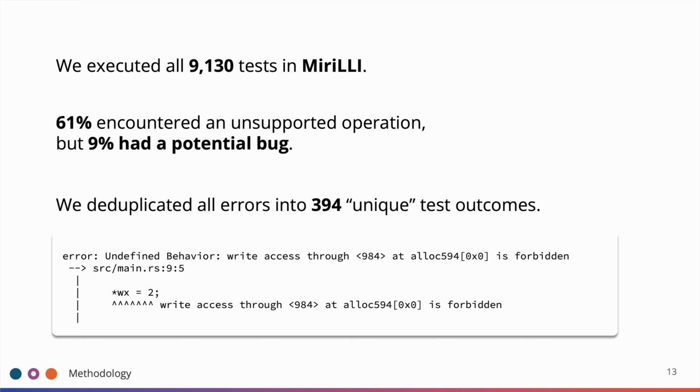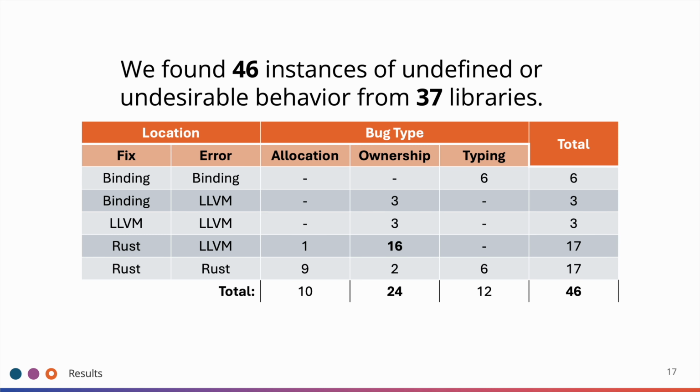And our method was really successful. We found 46 different instances of undefined or undesirable behavior from 37 different Rust libraries. At the moment, 28 of these bugs have been confirmed and fixed. Though the majority came from libraries that had less than 100 daily downloads during our observation period, we found 3 with more than 10,000 daily downloads, including one from a library maintained by the Rust project.